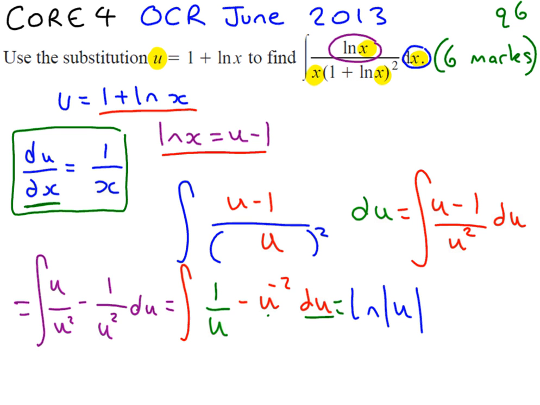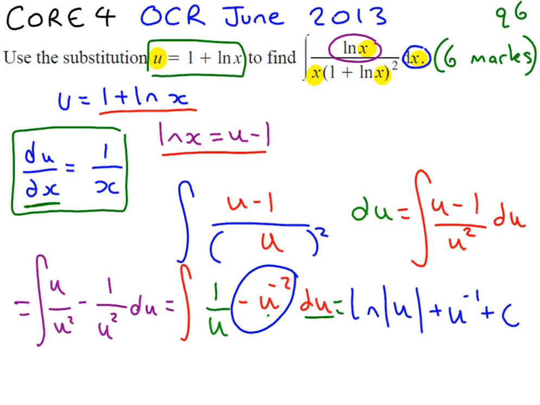Our second term, add 1 to the power, you get minus 1. And divide by minus 1, you just get a plus as opposed to a minus. Okay, plus c. So we've integrated. All we have to do now is substitute our u's back to x's to get our final answer.